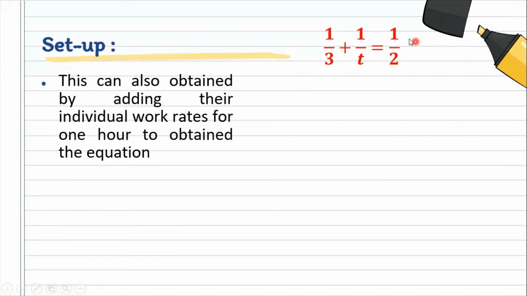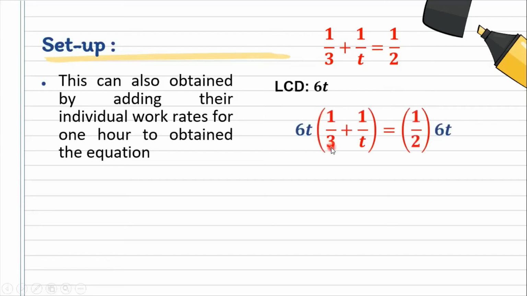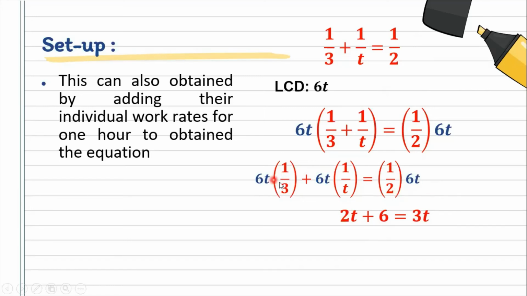To solve this rational equation, first we need to find its LCD. The LCD of the denominators 3, the variable t, and 2 is 6t. So we multiply both sides of the equation by the LCD. Here we apply the distributive property to break down expressions. So we have 6t times 1/3 plus 6t times 1 over t is equal to 1 over 2 times 6t. To simplify this equation, we have 2t plus 6 is equal to 3t.